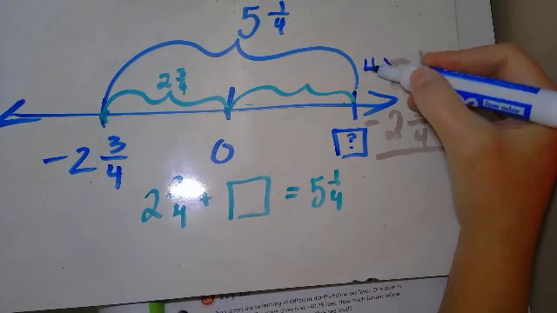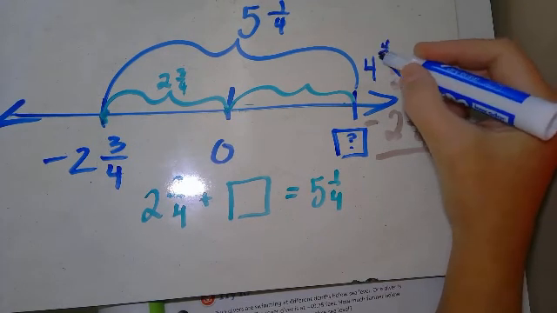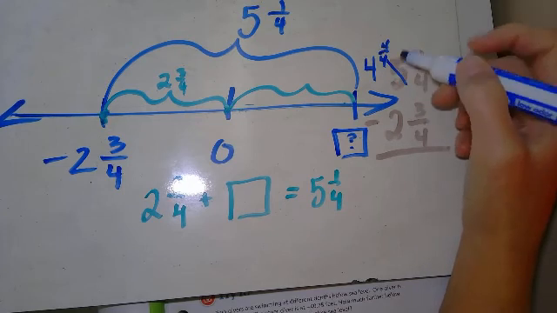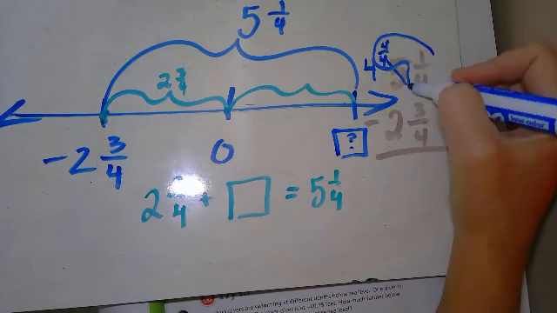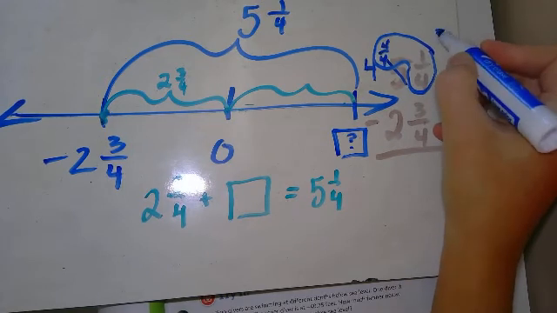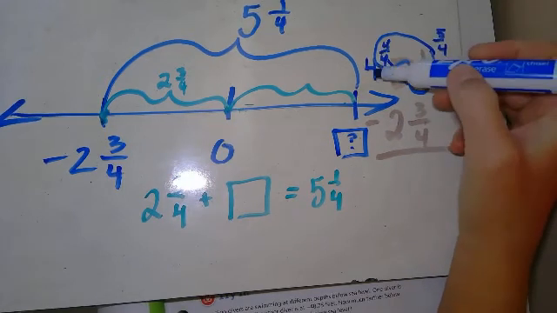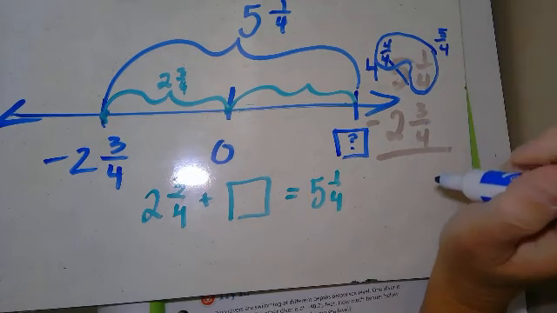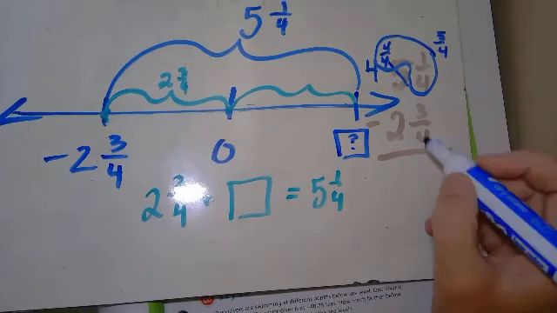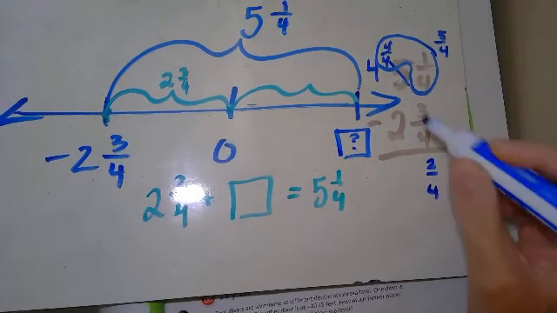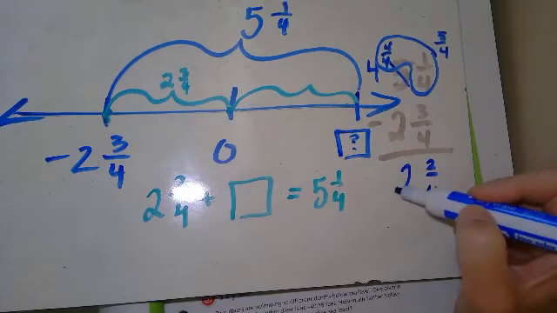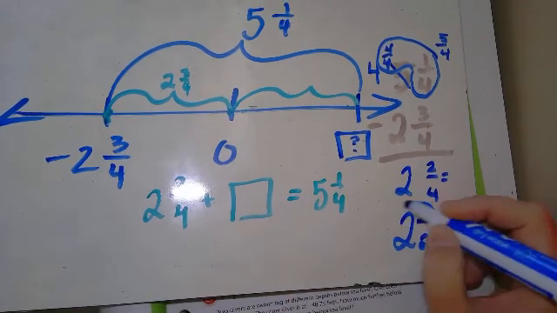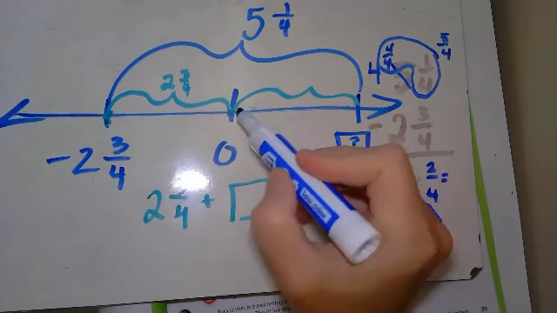So I'm going to call this 4 4/4. Right? 4 4/4 is another name for 5. But if I do that, then I can combine the 4/4 and the 1/4 into 5/4. So I end up with 4 5/4 minus 2 3/4. And now I can rock and roll. So 5/4 minus 3/4 is 2/4. 4 wholes minus 2 wholes is 2 wholes, and 2 2/4 is also known as 2 1/2.